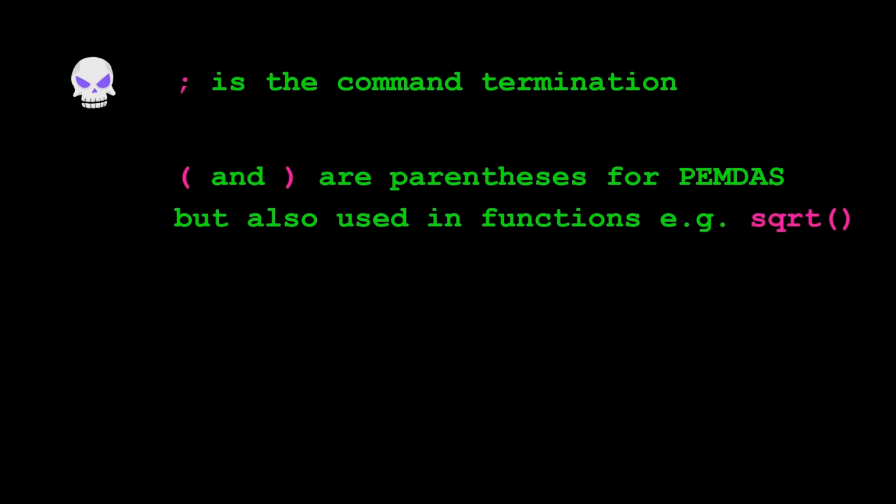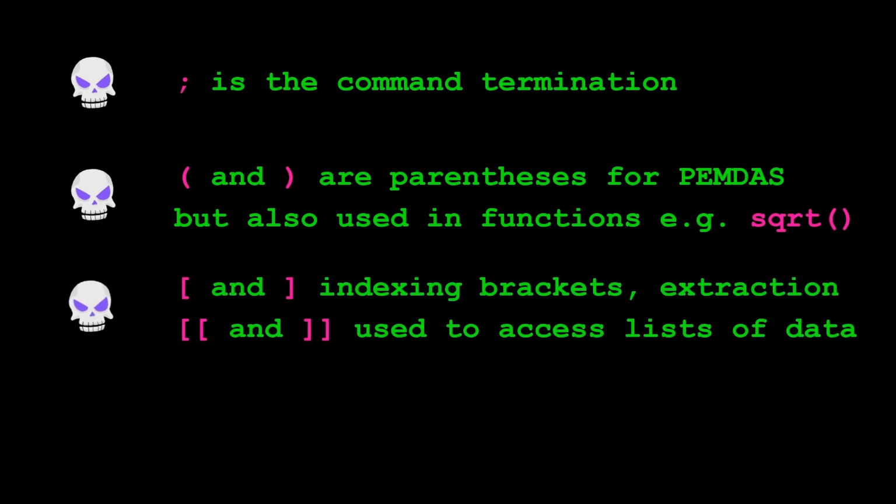Next, we have the round brackets or parentheses. These are used obviously for PEMDAS and calculations, but also to contain function arguments. Now, if you don't recall what PEMDAS is, it's simply the order of mathematical operations: parentheses, exponentials, multiplication, division, addition, subtraction. Square brackets are usually used to index or extract specific values from your data.